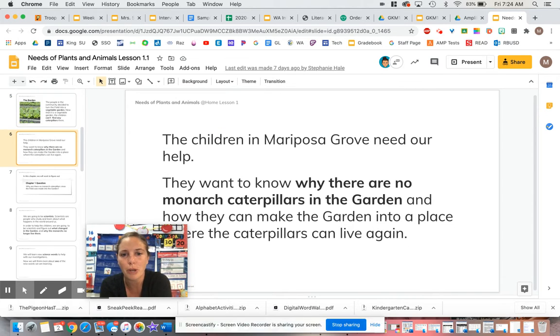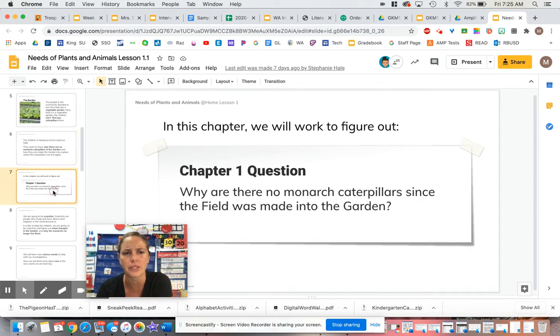The children in Mariposa Grove, they need your help. They want to know why there are no monarch caterpillars in the garden, and how they can make the garden into a place where the caterpillars can live and grow again. So I wonder why the caterpillars left the field.